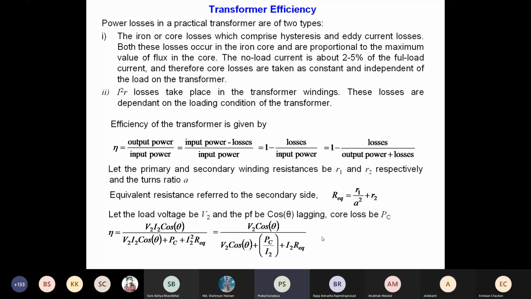Here I2, that is the current, is variable. What else varies? Theta can also vary. Theta is the power factor angle. What is the desired power factor angle? We are aiming for a power factor as close to 1 as possible, so the angle needs to be 0 degrees.